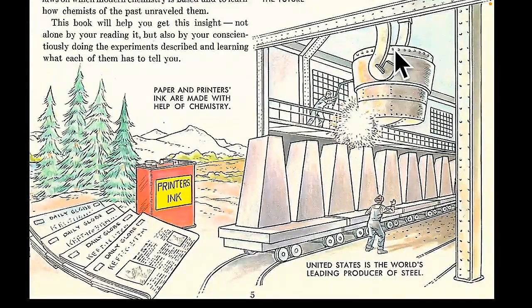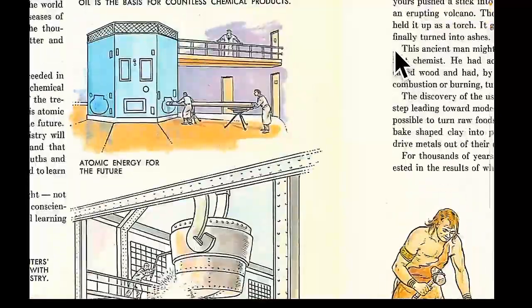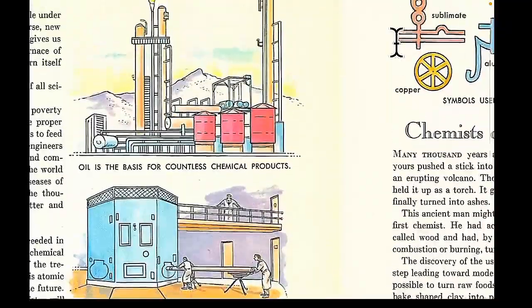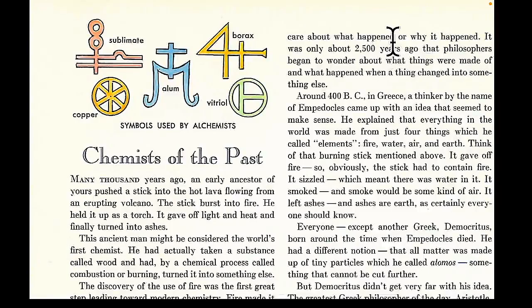Paper and printer's ink are made with the help of chemistry. The United States is the world's leading producer of steel. Atomic energy for the future. Oil is the basis of countless chemical products. Symbols used by alchemists: sublimate, alum, vitriol, borax, copper.